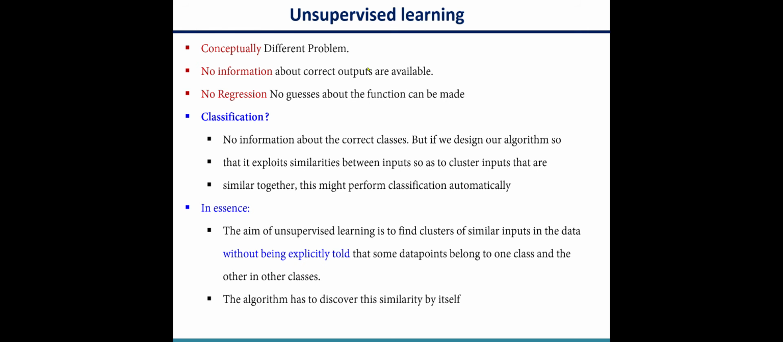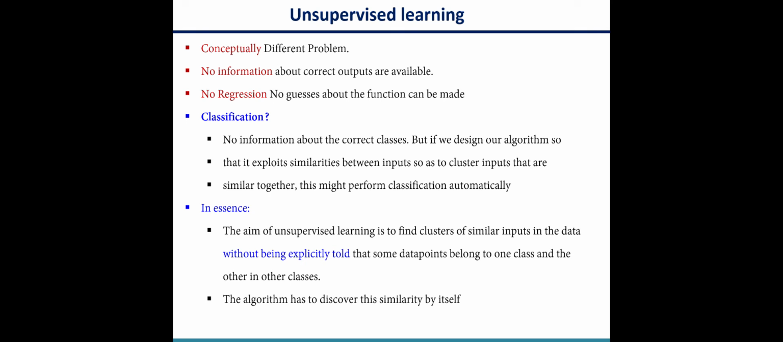Next we have unsupervised learning, that is a conceptually different problem. No information about the correct output, what correct output we are expecting. No regression, no guesses about the function can be made. In classification there is no information about the correct classes, but if we design our algorithm so that it exploits the similarities between inputs, so as to cluster inputs that are similar together, this might perform the classification automatically.